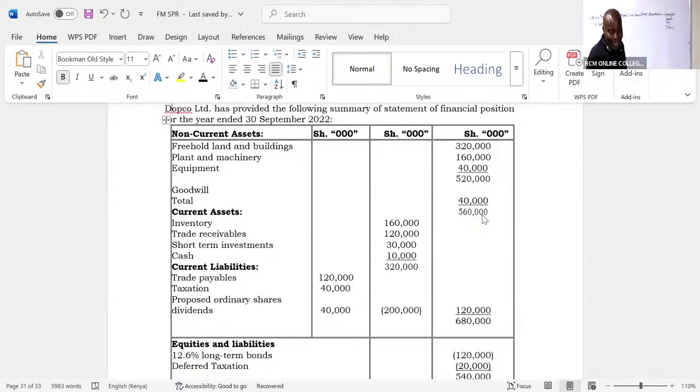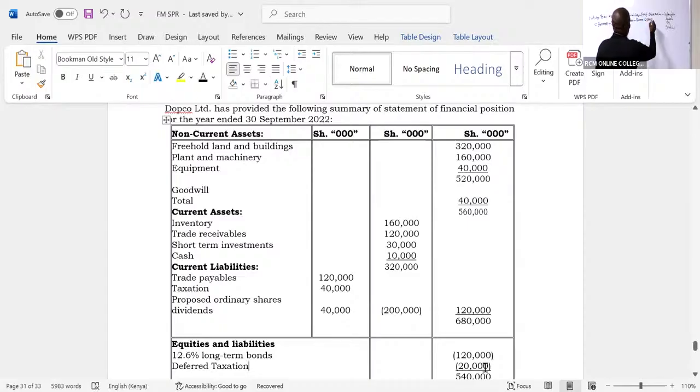Plus, ladies and gentlemen, I can see the current ones. They're adding to 320,000. So plus 320,000 to get the total assets, minus all the liabilities, of which I'll start with the current liabilities, which I can see are adding to 200,000. So minus 200,000, minus our long-term liabilities, non-current liabilities. You can see we have a bond of 120,000. So you subtract that. We also have deferred taxation here of 20,000. We subtract that one. It's not our money.